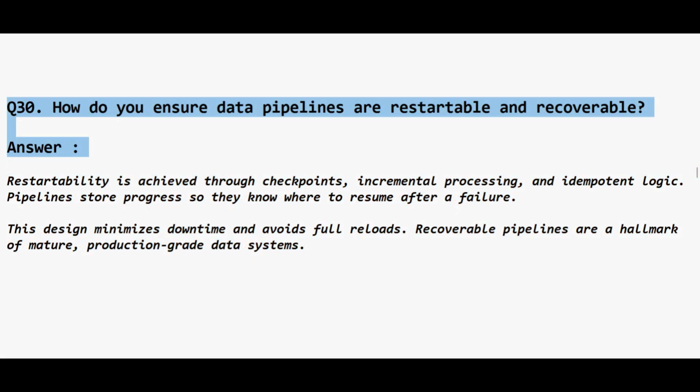Question 30. How do you ensure data pipelines are restartable and recoverable? Answer. Restartability is achieved through checkpoints, incremental processing, and idempotent logic. Pipelines store progress, so they know where to resume after failure. This design minimizes downtime and avoids full reloads. Recoverable pipelines are a hallmark of mature, production-grade data systems.